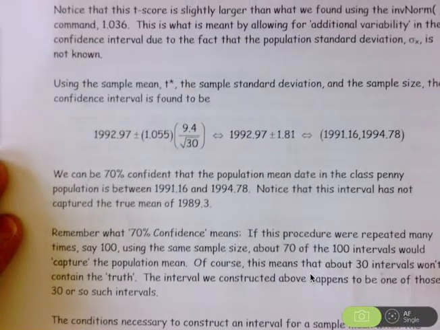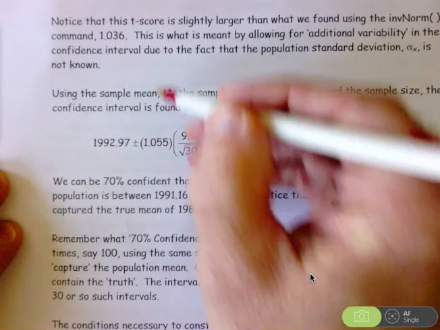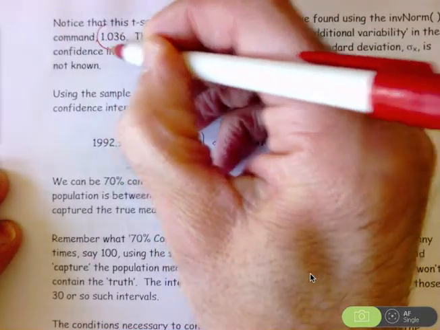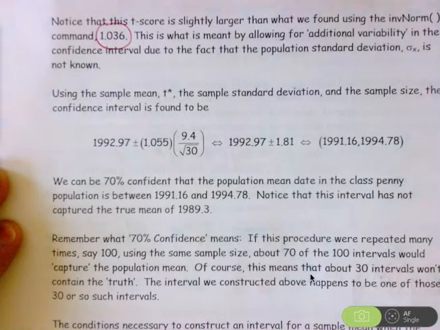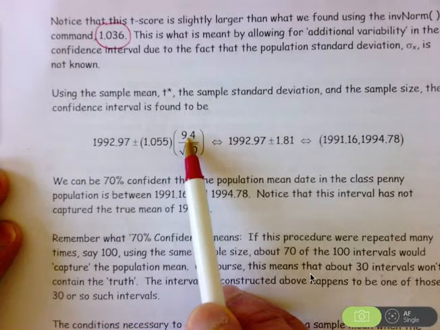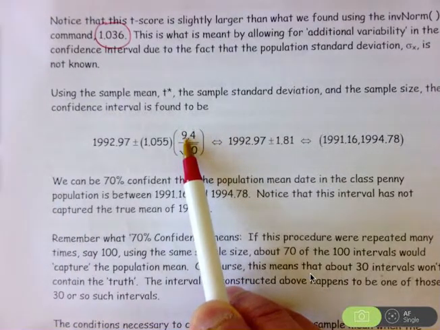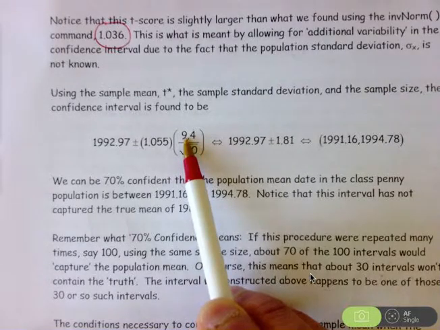And notice, compare, we're using the 1.055. That is slightly bigger than the 1.036 that you would get using the inverse norm command. There's the difference. This interval is going to be ever so slightly wider, and again, that's accounting for the additional variability because I'm using a sample value here, the sample standard deviation of 9.4 rather than the population standard deviation, which in most situations we don't know.